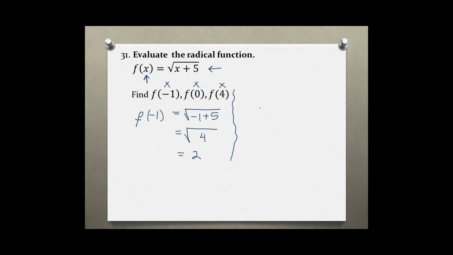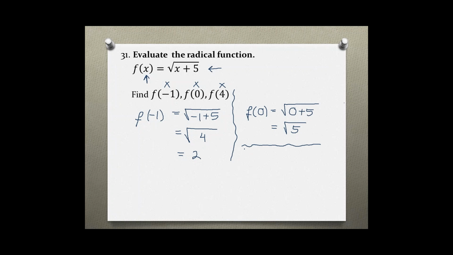Now let's plug in 0 for x. So f of 0 is equal to, my x value now is 0 plus 5. So I get the square root of 5, which is not a perfect square, so I'm just going to leave it like that.